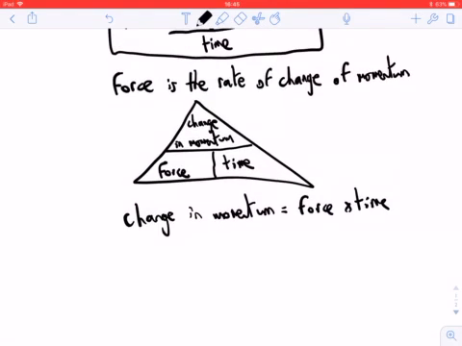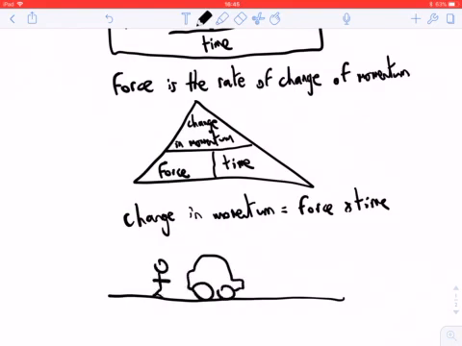Now, to give you some idea of how that works, let's imagine that someone's car is broken down and they're having to give it a push from behind. So here we have somebody pushing their car from behind, and this person is creating a force which will make the car accelerate. Well, the bigger the force, the more the acceleration, and therefore the greater the gain in momentum.